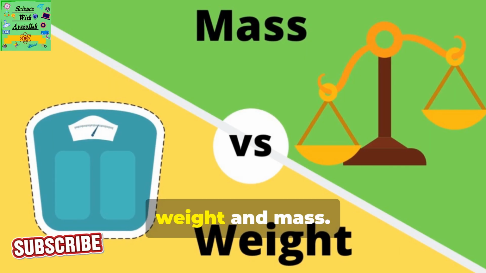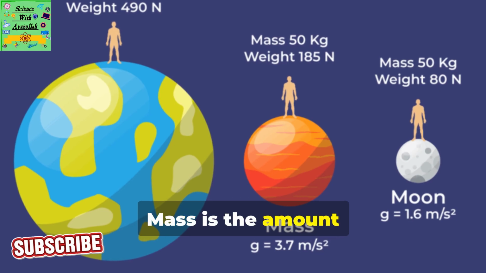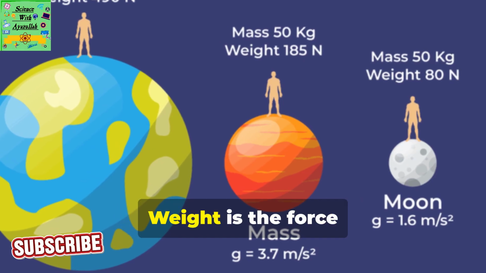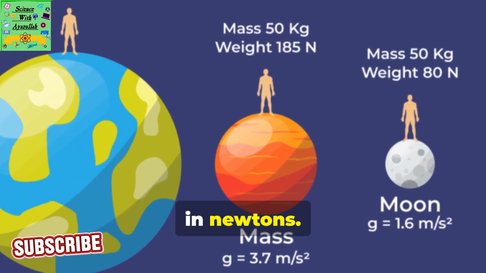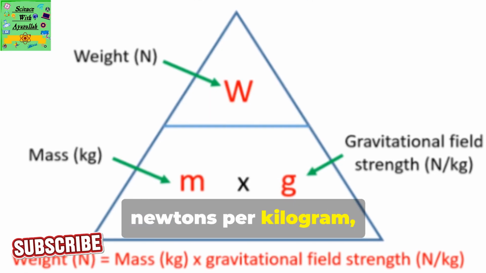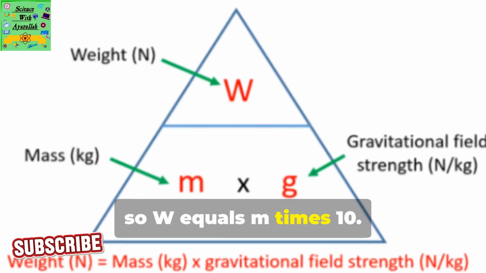Now let's compare weight and mass. Mass is the amount of matter measured in kilograms. Mass does not change. Weight is the force of gravity measured in newtons. On Earth, gravity is about 10 newtons per kilogram, so W = M × 10.